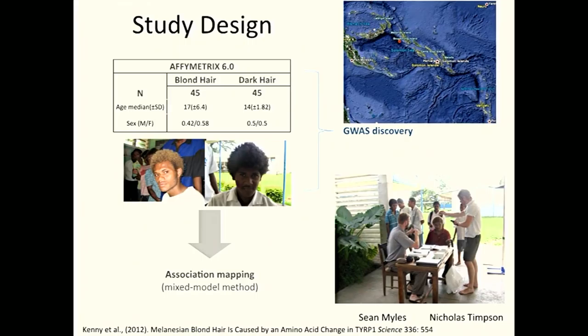I said, wait, what? You want to genotype just 100 people? Have you read Nature Genetics? Do you know the sample sizes that you need to do a GWAS? He said, no, let's just focus on the extremes. We'll take the kids with the blondest hair and the kids with the darkest hair. And I was very skeptical. And I said, okay, well, when this doesn't work, you're really going to have to work on that postdoc project that we had agreed on.